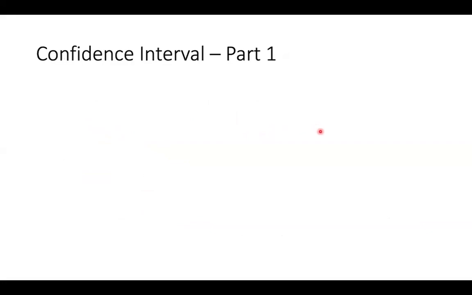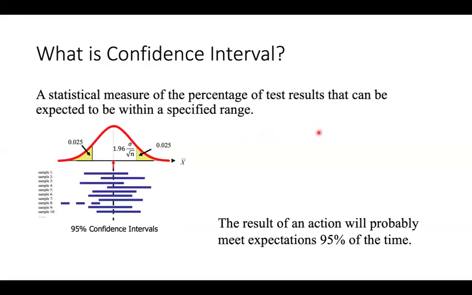Confidence interval, part 1. So what is a confidence interval? It is a statistical measure of the percentage of test results that can be expected to be within a specified range. So, for example, if it is the 95% confidence interval, that means the results of an action will probably meet expectations 95% of the time.